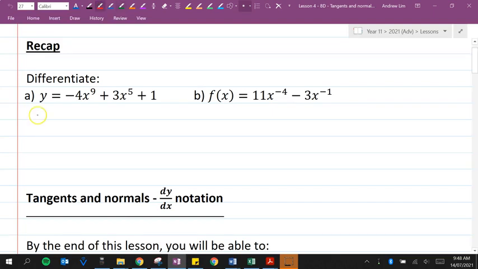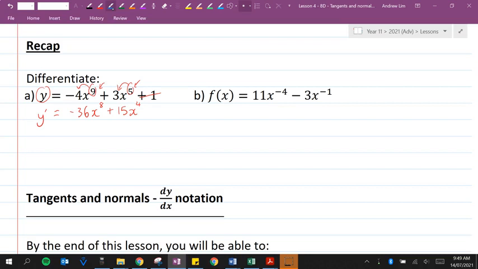Okay, so question A. We've got y is equal to negative 4x to the power 9 plus 3x to the power 5 plus 1. So when we differentiate this, because it says y, we're going to use y dash. So that equals negative 36, bring down the 9, so negative 4 times 9 is negative 36, x to the power of 8, we need to reduce the power by 1. 5 times 3 is 15, x to the power of 4, because we need to reduce the power by 1, and then the constant just disappears. So that's our first derivative: negative 36x to the power of 8 plus 15x to the power of 4.